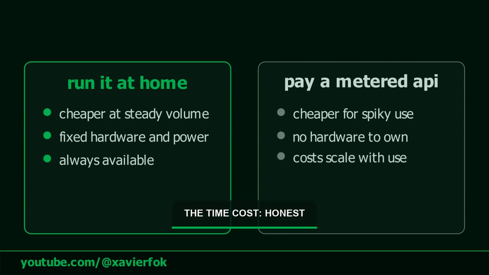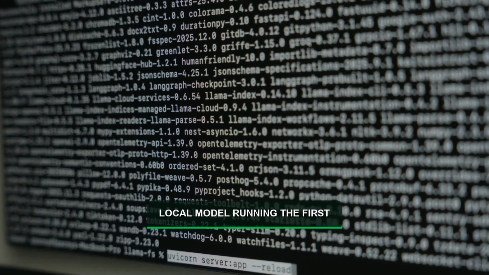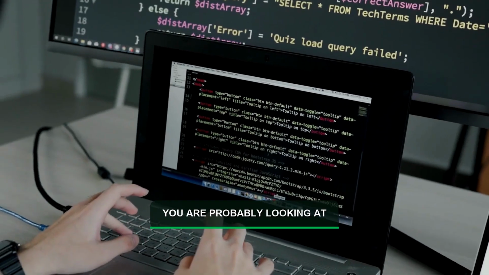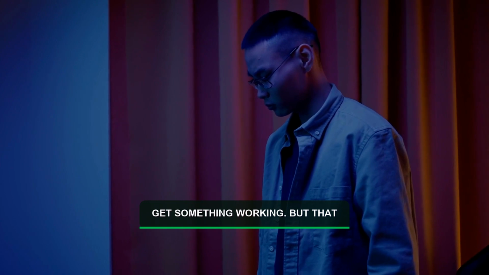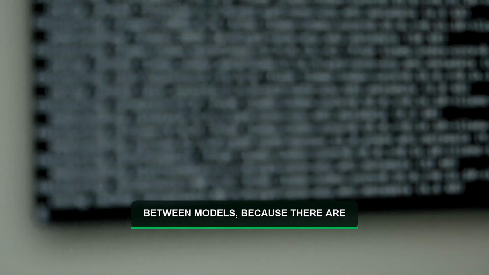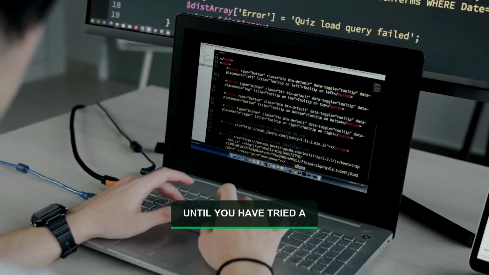The time cost, honest accounting. The time cost is the one I want you to take seriously because people almost universally underestimate it. Getting a local model running the first time is not hard if you follow a good guide. You are probably looking at an hour or two to get something working, but that is not the full picture. You will spend time choosing between models because there are dozens of options and the differences are not always obvious until you have tried a few.